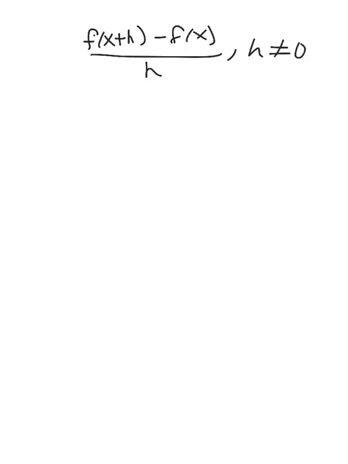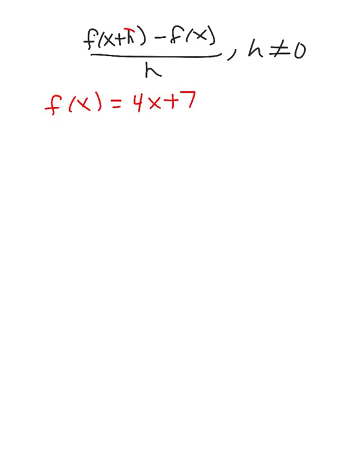Okay, so let's take a look at 7. Okay, so 7 is the difference quotient. So here's the formula, f of x plus h minus f of x over h. And h cannot be equal to 0 because then it's undefined. All right, so f of x is equal to 4x plus 7.